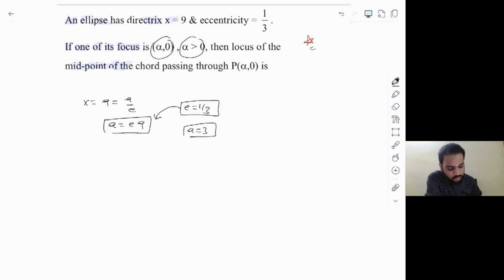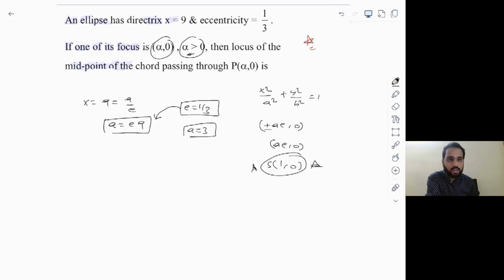But you know that for a standard ellipse, x squared divided by a squared plus y squared divided by b squared is equal to 1. That is, the focus is plus or minus ae comma 0, but since here they are saying alpha is greater than 0, your required focus is ae comma 0. So a is 3, e is 1 by 3, so finally you get the focus as 1 comma 0. Okay, so let us mark it.